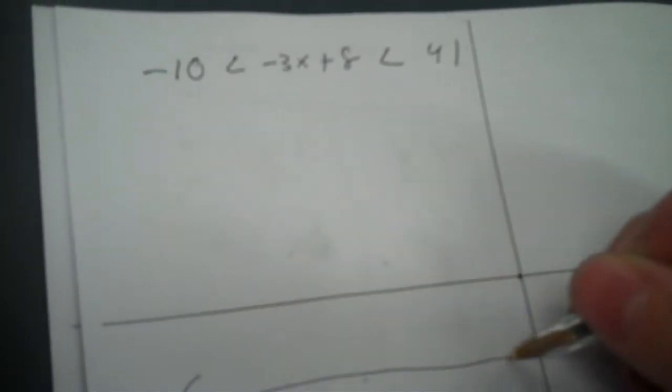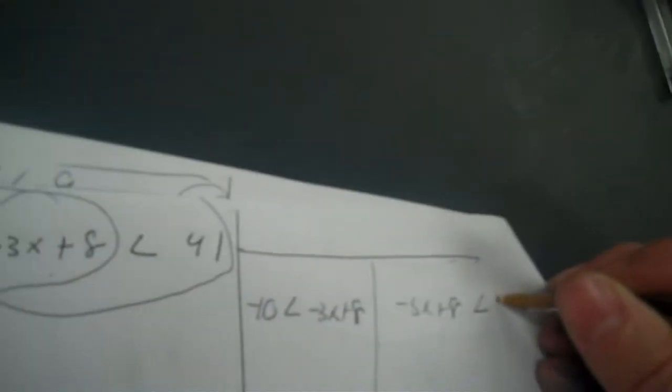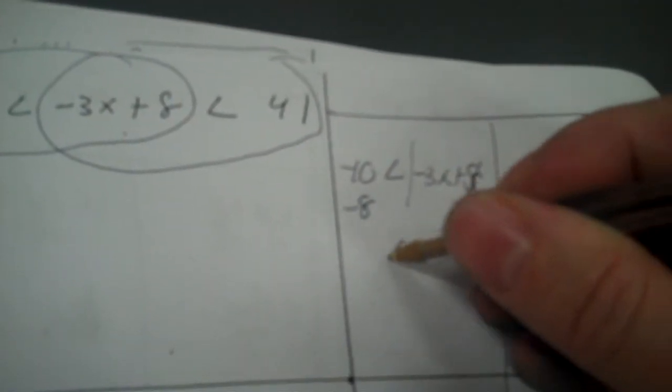Okay, next up, I want to make that 3 a negative. Change the problem a little bit. Okay, make overlapping circles because you're going to use that table. So negative 10 less than negative 3x plus 8, and then negative 3x plus 8 less than 41. Here's where the x is at. Get your 8 out of there. Line that up. Don't ever turn the sign when you're adding and subtracting. Don't ever do that. Negative 3x.